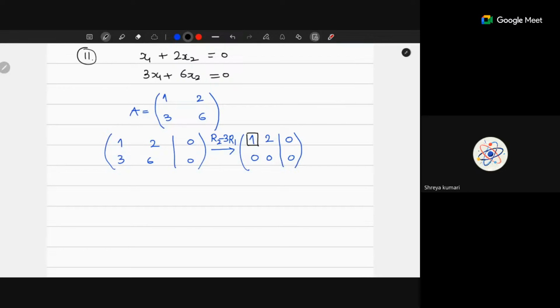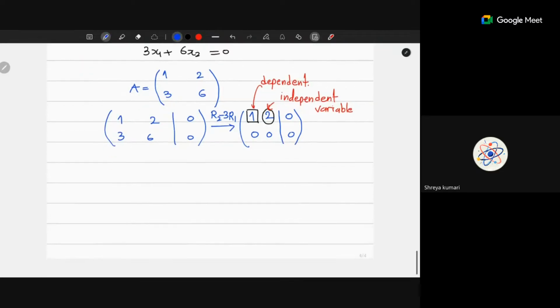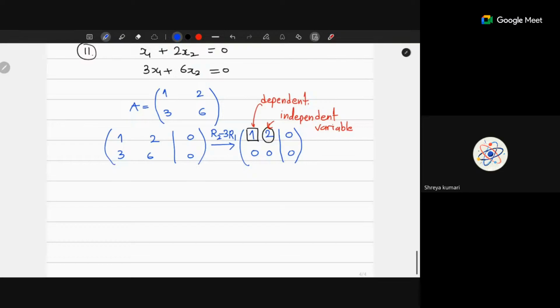So this other variable is called the independent variable, and the pivot variable is the dependent variable. Why? Because if you write down the solution set of this, you will get x1 plus 2x2 is equal to 0, and there is no condition on x2. Okay, x2 is free. X2 has no condition.